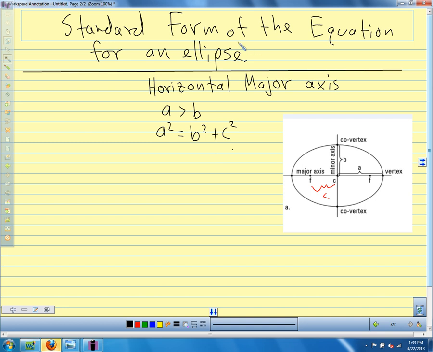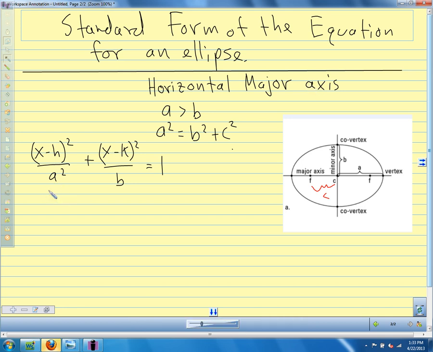Our equation looks like this. x minus h squared over a squared plus y minus k squared over b squared equals 1. So the thing that's going to tell us that our major axis is horizontal, the biggest number is under the x part. Sorry, a squared, thank you. So when we have a horizontal major axis, our biggest number is under the x part.